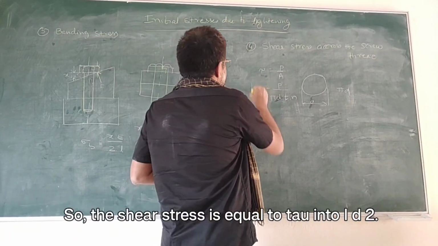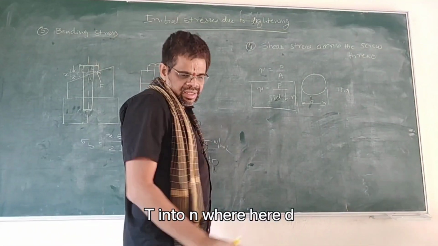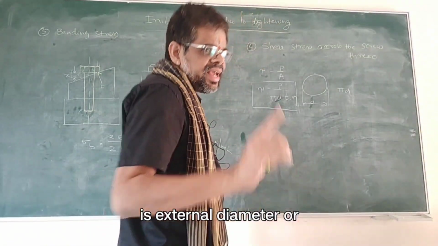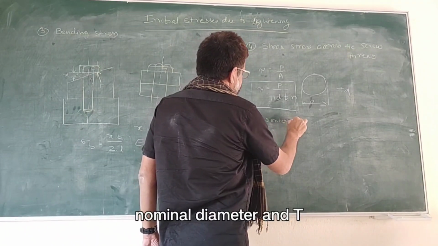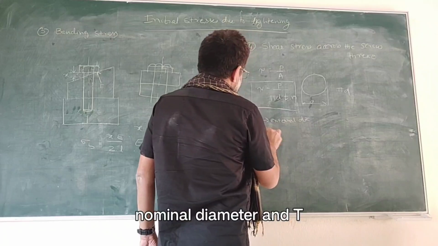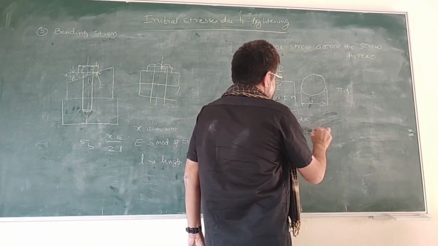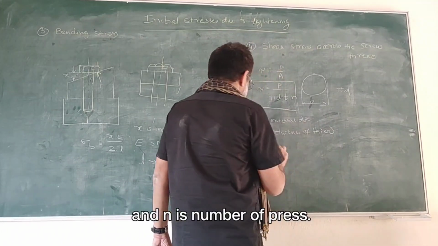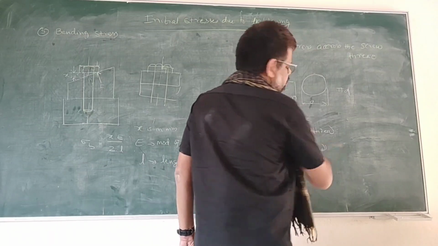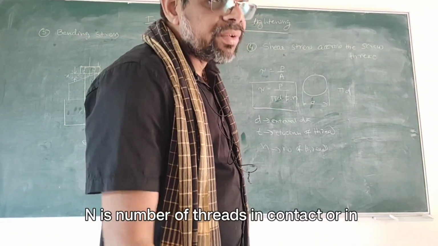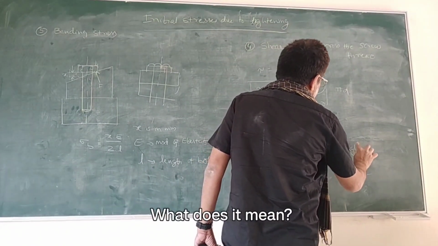So the shear stress is equal to P by pi d t n, where here d is the external diameter or nominal diameter, and t is the thickness of the thread, and n is the number of threads. N is the number of threads in contact or in engagement. What does it mean?